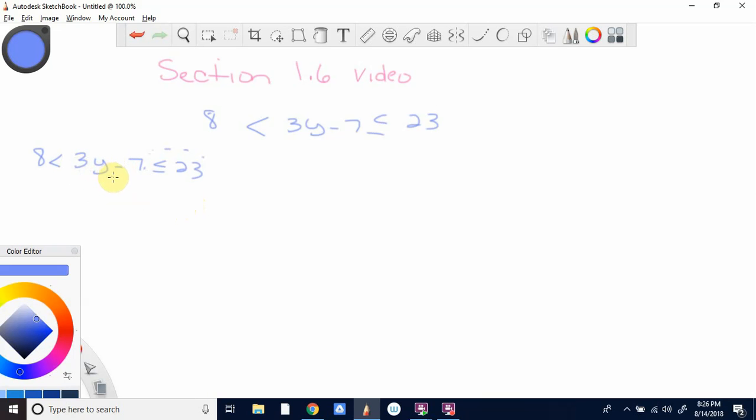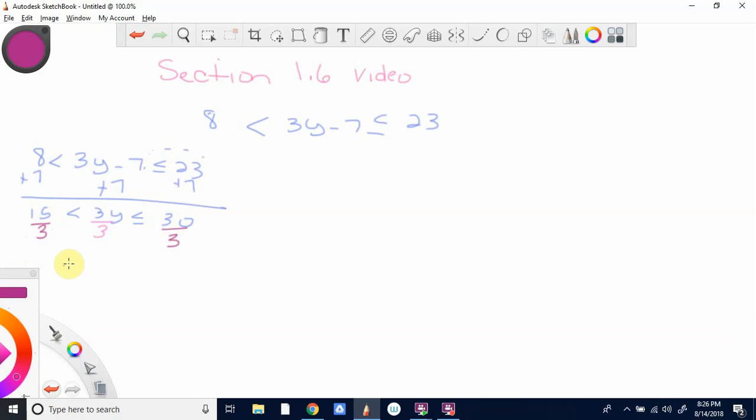So we have to apply our properties. If we add 7 to this middle section, we must add 7 over here and 7 over here. Then we have 15 less than 3y less than or equal to 30. We're still solving for y, so we have to divide by 3 to get rid of this 3 here. When we do it here, we have to do it here and here. Then we have 5 less than y less than or equal to 10. That is your solution.